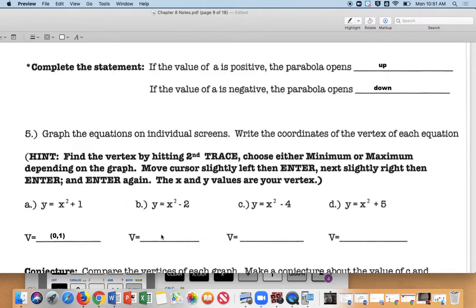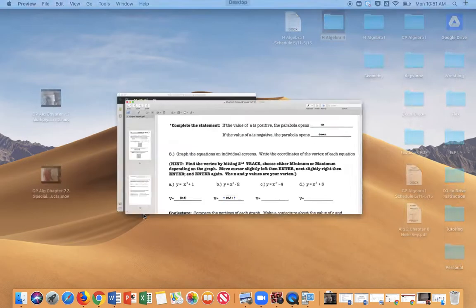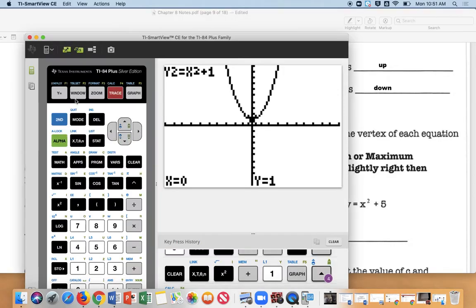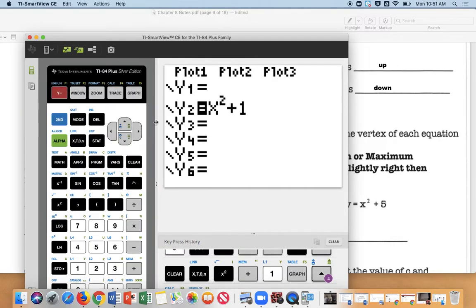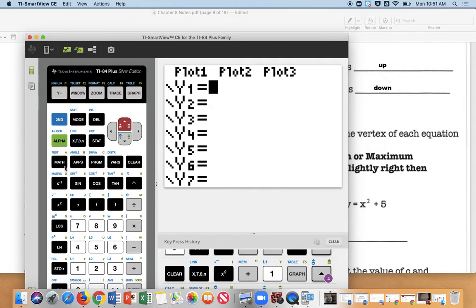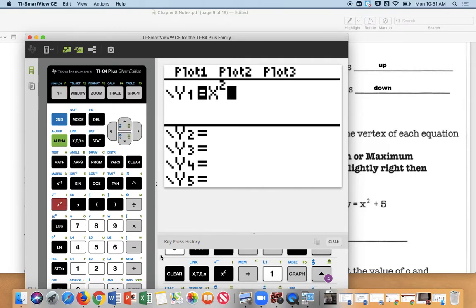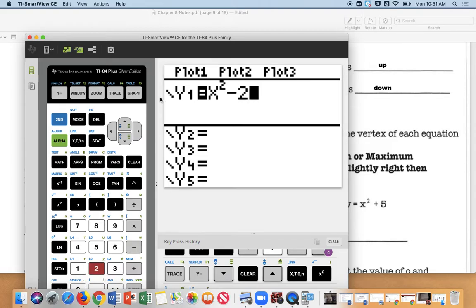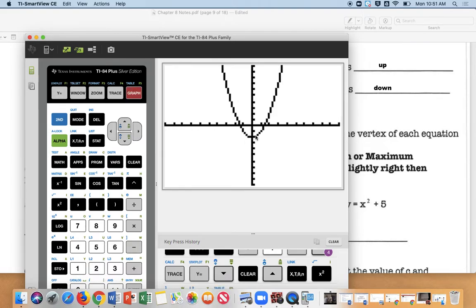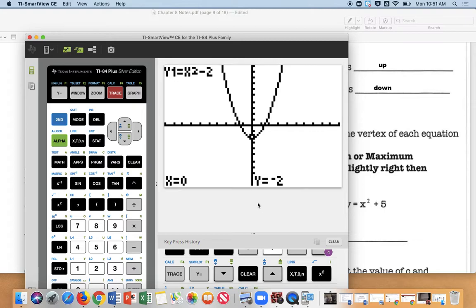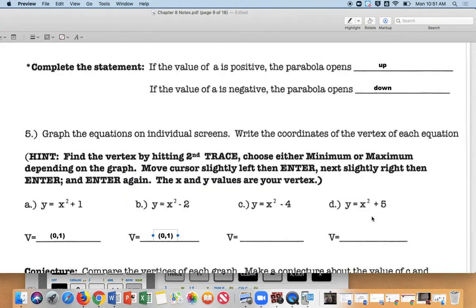Okay, what about this one? Let's see what that one would be. So that was y equals x squared minus 2. So that one's right there. Let me see if I can graph that. 0, negative 2.